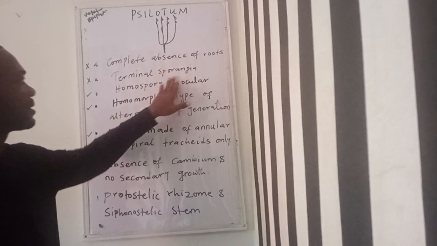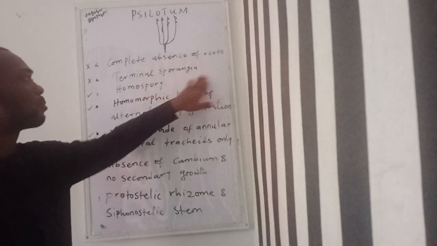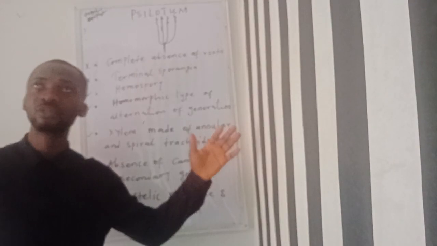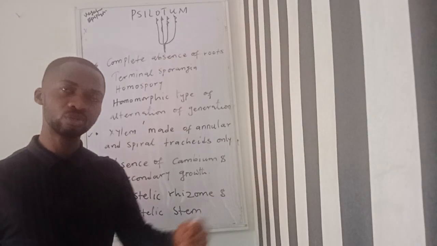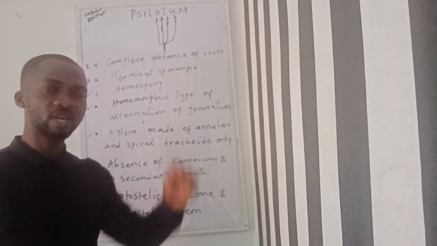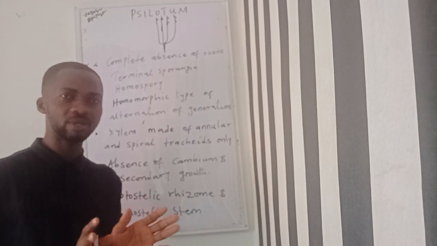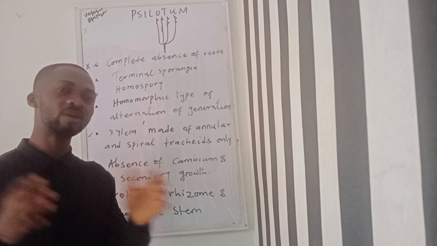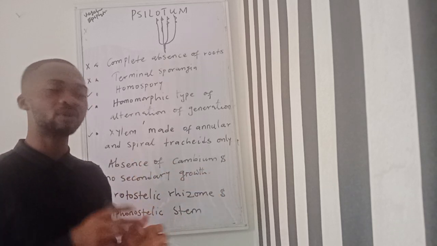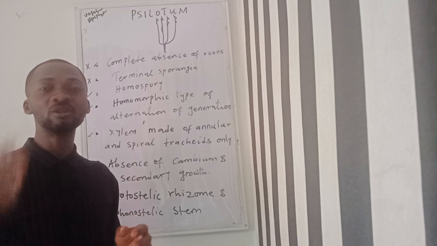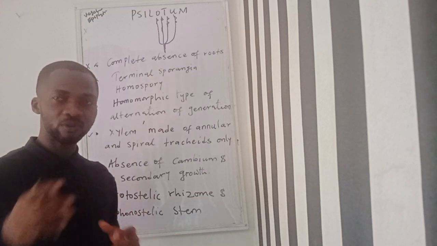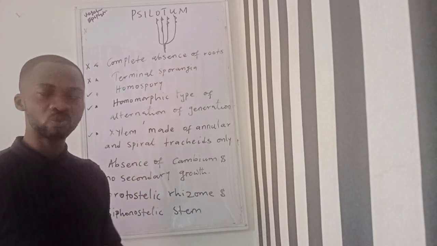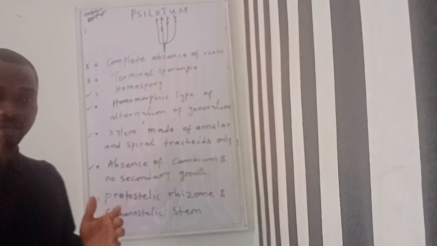Then another characteristic is the fact that they are homosporous, or homospory. In all the members or classes of Pteridophyta, Psilotum is homosporous, Lycopodium is homosporous, Equisetum is homosporous. But coming to Dryopteris, when I say Pteridophyta as a class, Dryopteris is just one example of the many examples found under the class Pteridophyta. So you see that some members of the class Pteridophyta are homosporous, while some are heterosporous.